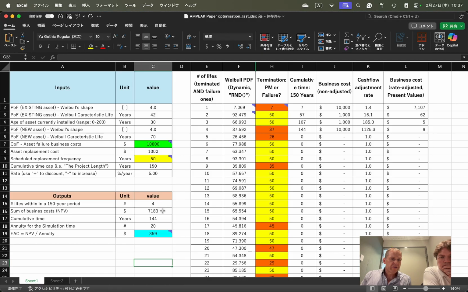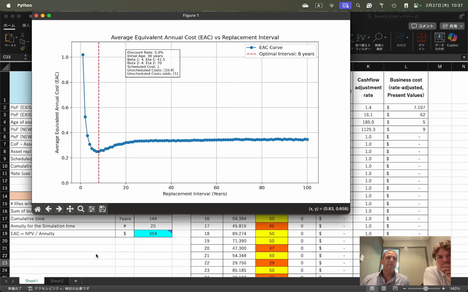We've got 4 events for a period of 150 years. The sum of cost is 7,000 odd, and the last asset was replaced at year 144. When we divide the sum of present value costs, the NPV, by the annuity factor, being 20, we land on a value here. So that's our EAC. We run a number of these scenarios, and then we assemble an outcome. That would look something like the curve being shown here.